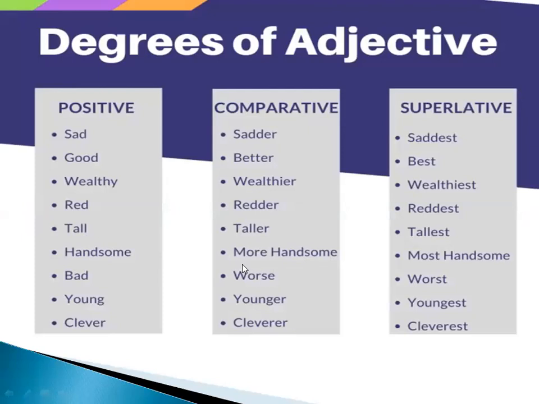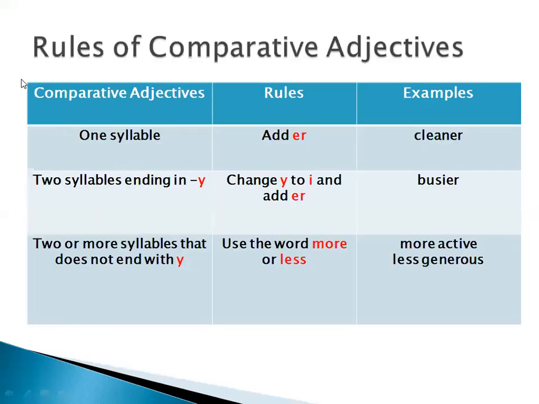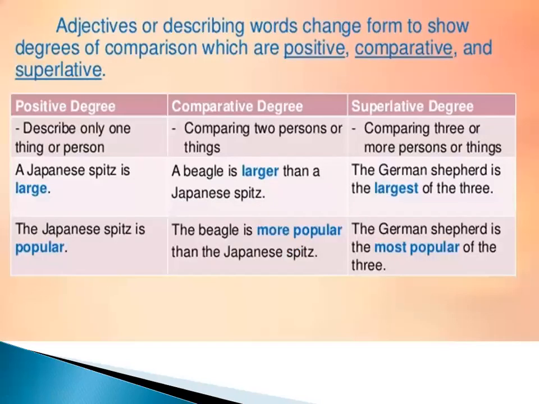Okay, you have to remember this rule: if there is one syllable, you have to use er and est in comparative and superlative. Two syllables ending with y, then y will be replaced with i, and er or est will be added. Then two or more syllables, but not ending at y, then you have to use more or less: more handsome, less handsome, the most handsome. Okay, so this is the rule.